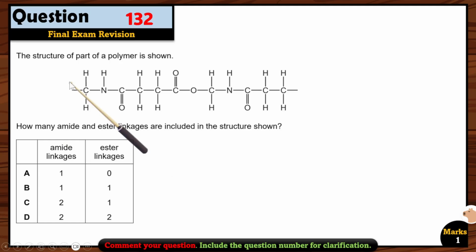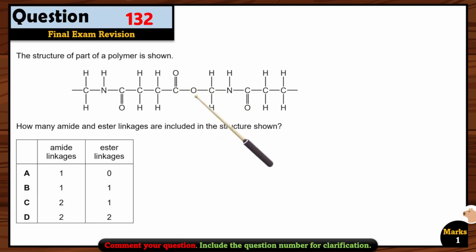Let's see another question. The structure of part of a polymer is shown over here. How many amide and ester linkages are included in this structure? So to answer such a question, you must know what an ester linkage is and what an amide linkage is. I have already explained the ester linkage in chapter 19, that esters are formed when carboxylic acid and alcohol react with each other. So alcohol will lose its hydrogen, you can see over here, and carboxylic acid will lose its OH. So the remaining will be only CO, because the carboxylic acid functional group is COOH, right? So one OH has been removed, so the remaining is only CO.